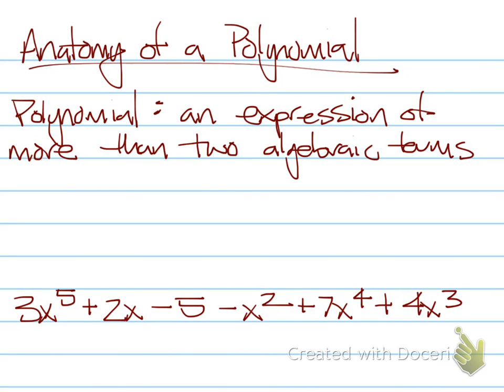All right, in this lesson we're going to be looking at the anatomy of a polynomial. A polynomial is an expression of more than two algebraic terms. For example, 3x to the fifth power plus 2x minus 5 minus x squared plus 7x to the fourth plus 4x cubed is a polynomial.